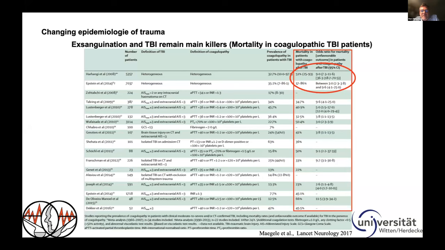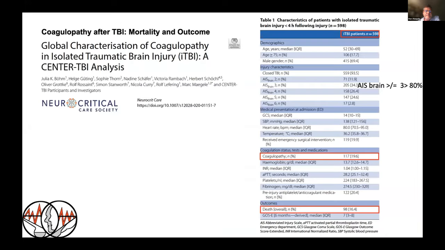The odds ratio for mortality when both TBI and coagulopathy coincide is around 10. Nicholas already alluded to the CENTER-TBI study, where we looked at 600 patients, all severely TBI-injured, as reflected by an abbreviated injury scale for the brain of greater than or equal to 3. Around one in five patients suffered at least signs of laboratory coagulopathy, and the overall mortality when this coagulopathy was present was also quite increased.